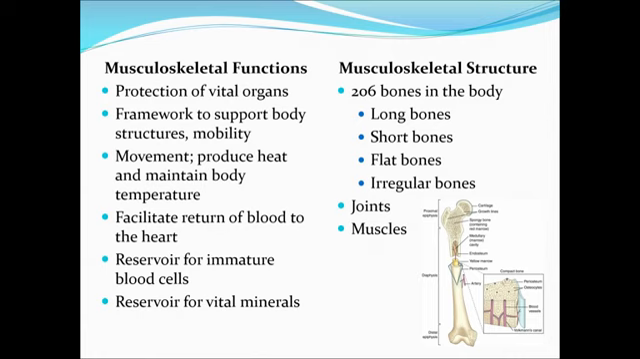It's also a reservoir for immature blood cells, and we'll talk about that more in the capture for class 4. And it's also a reservoir for vital minerals. So just some basic facts. You have 206 bones in the body. We have long bones, short bones, flat bones, irregular bones, and then of course we have the joints and muscles. So again, you don't need to know the in-depth that you needed to know for anatomy and physiology, but you do need to have a basic understanding of the musculoskeletal system, what's there, and how it works.